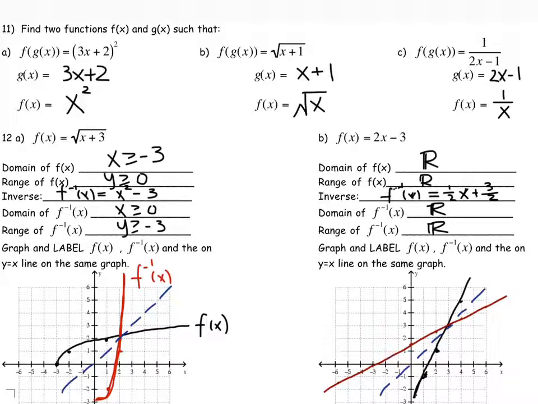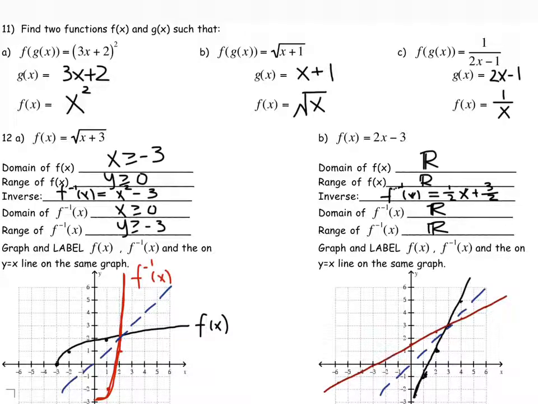So the information we have: domain of f of x is going to be x greater than or equal to negative 3. Range for f of x is going to be y greater than or equal to 0 because it's a square root function. Make sure all the values coming out of the square root are positive. All the numbers inside would have to be positive, otherwise it's going to be imaginary, which does not exist.